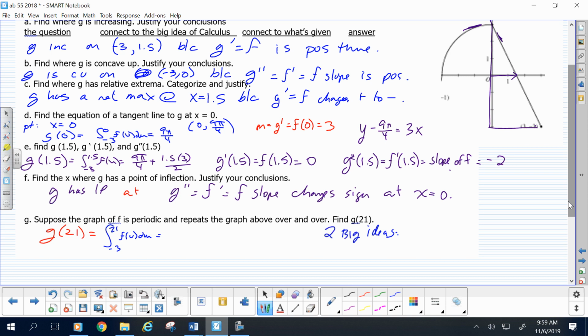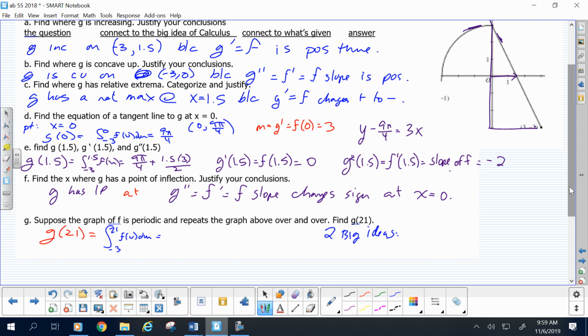9 pi. It's actually 9 pi. Let's go. Okay, so what is 9 over 4? How much area is accumulated in one period? 9 pi over 4. One period is 9 pi over 4.